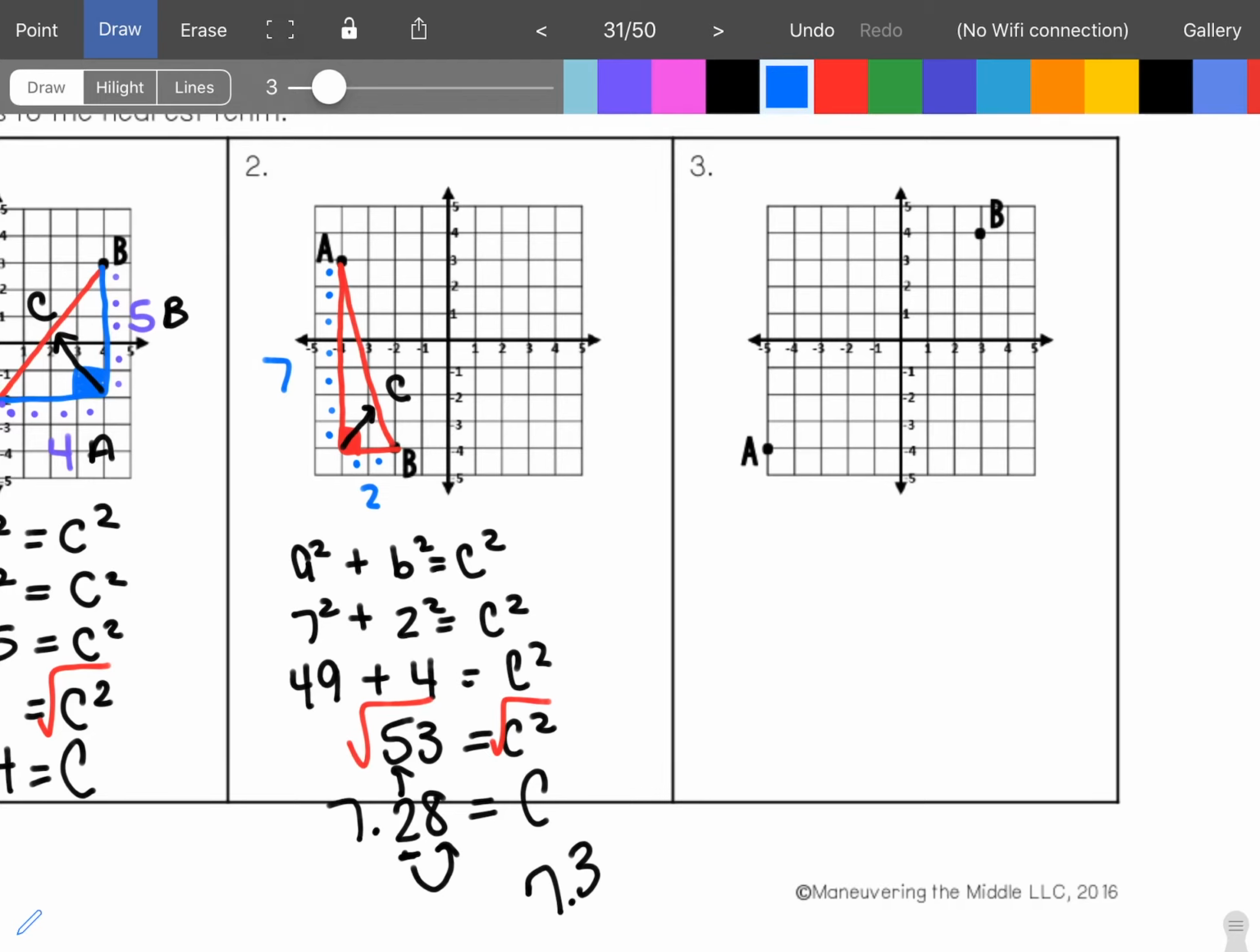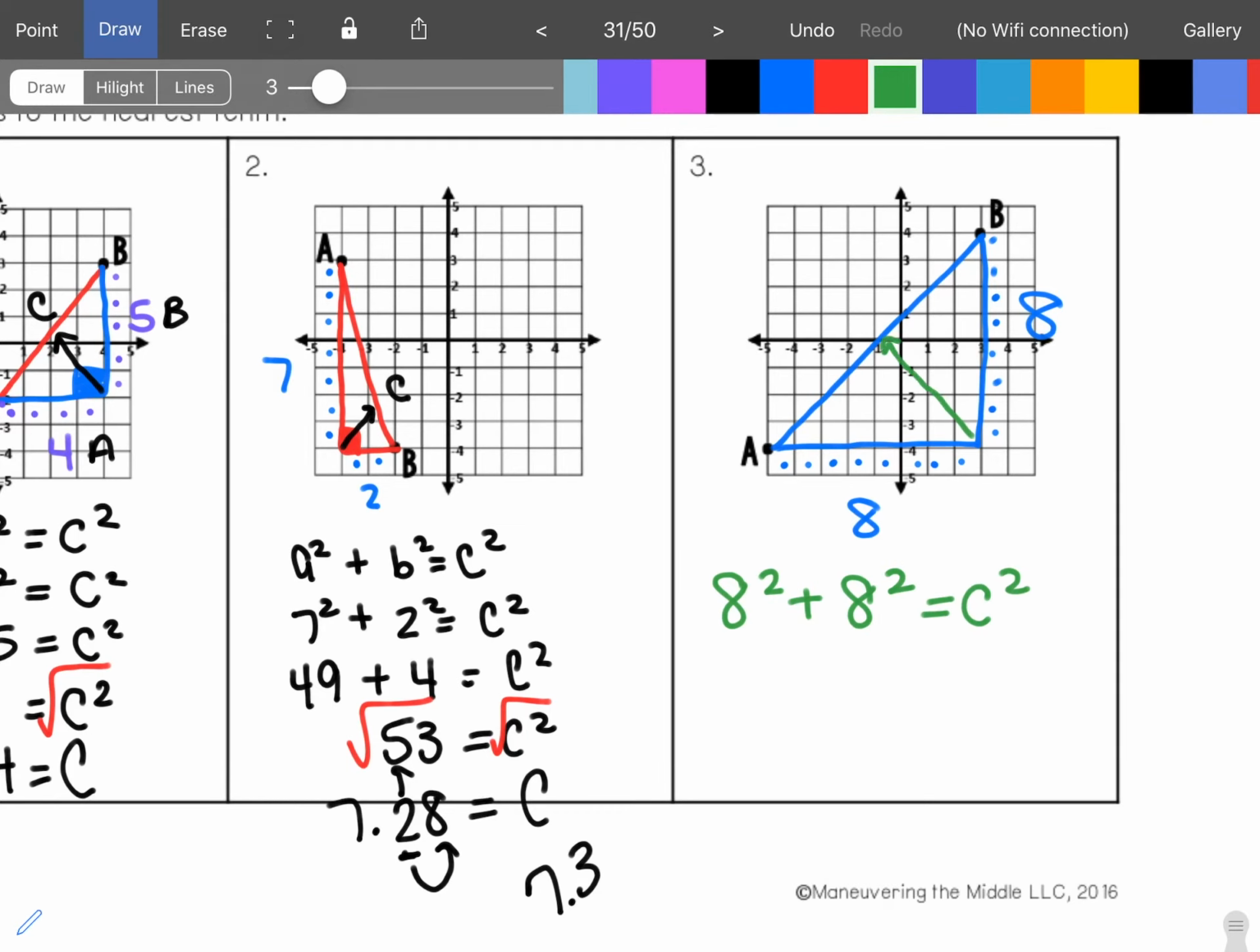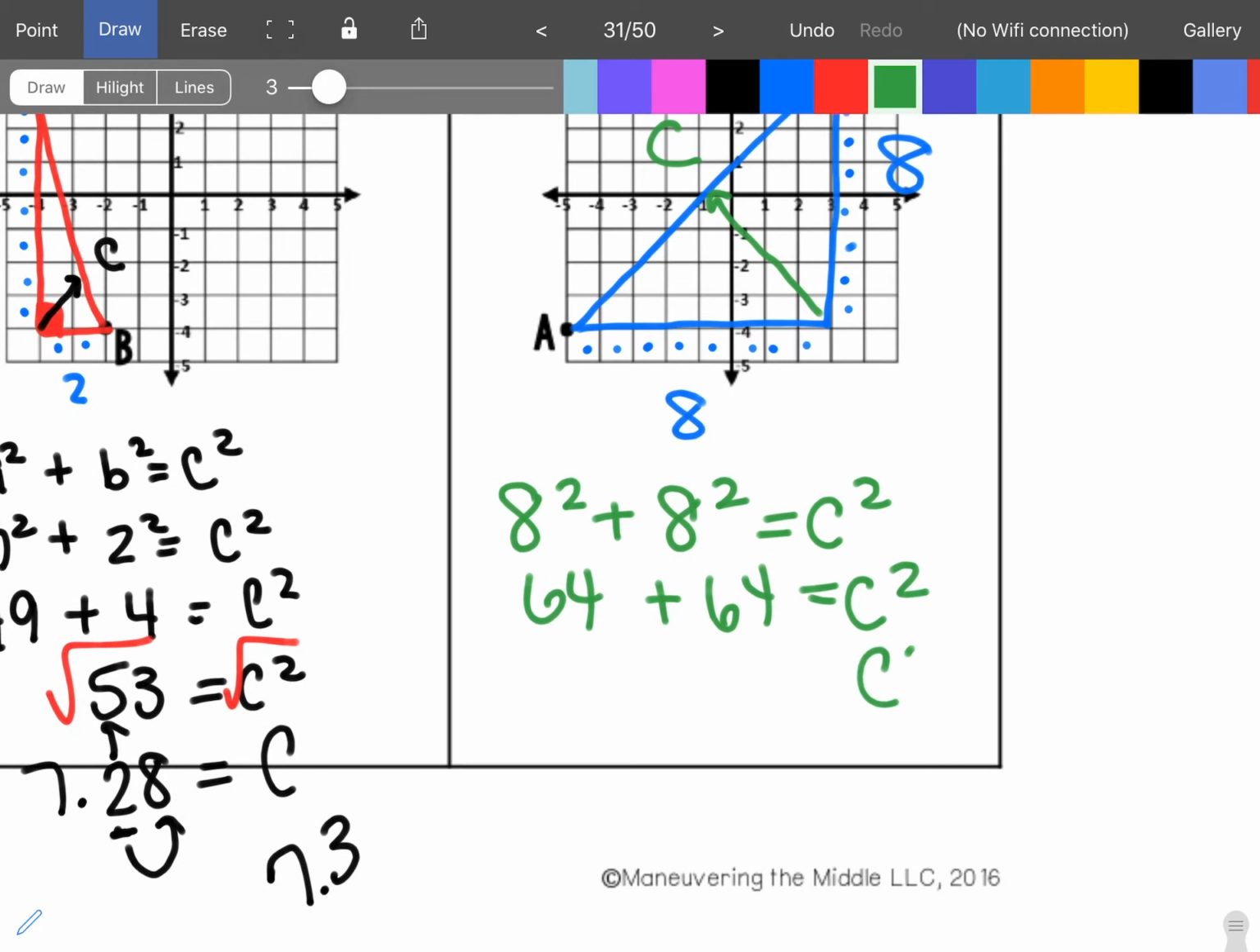All right. Pause this and try number 3, and then start it back up and see how you did. Okay, let's check your work. So this is what our right triangle should look like. We've got 8 on the base, 8 on the height. So we have 8 squared plus 8 squared equals c squared, because remember, there's your right angle, so that's your c. So 64 plus 64. Again, I'm going a little quickly because you should have already done this, so you should just be checking it at this point.